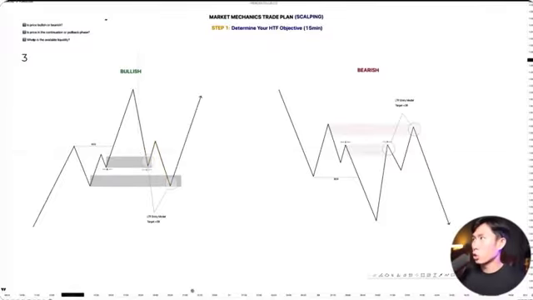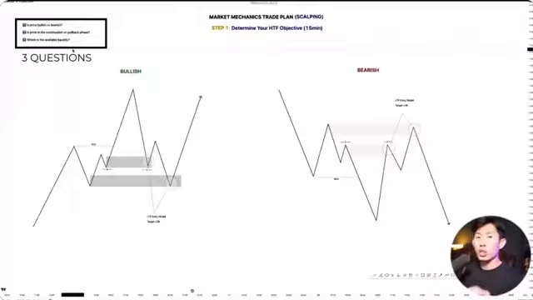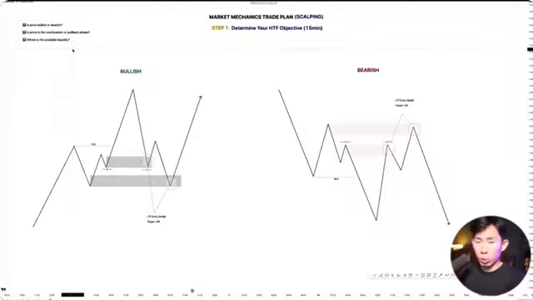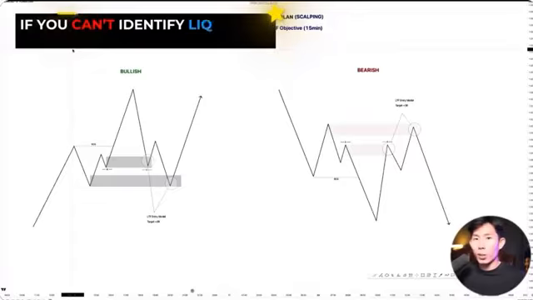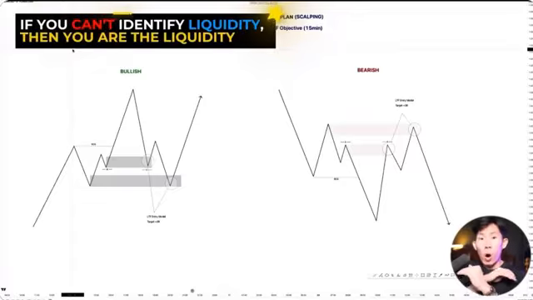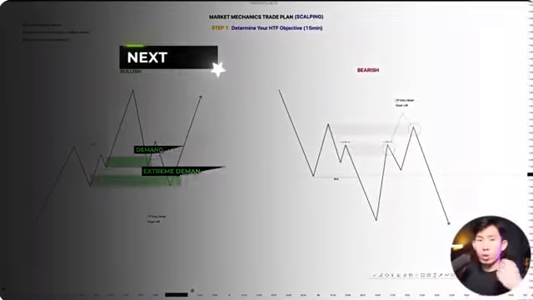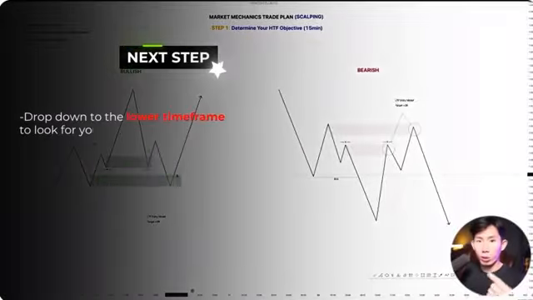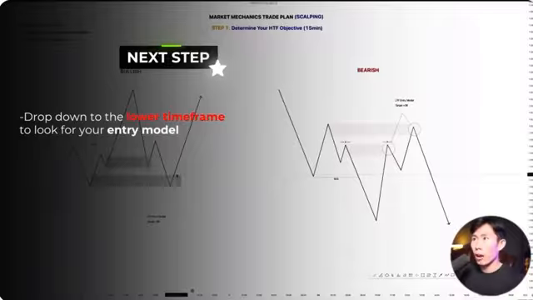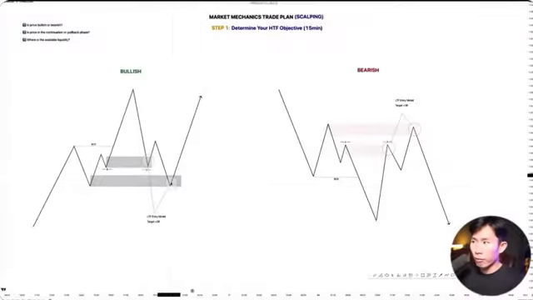You always want to be asking yourself these three questions. Always make sure you are able to identify available liquidity, because if you cannot identify liquidity, then guess what? You are the liquidity. So always wait for that liquidity sweep before you actually enter the trade. Once price hits your point of interest, whether it's the near demand zone or the extreme demand zone, you want to drop down to the lower time frame to look for your entry model, which I'm going to show you later after I go through this bearish scenario. Once you find your entry model on the lower time frame, that is where you can execute the trade with confidence, without hesitation, reservation, or fear.